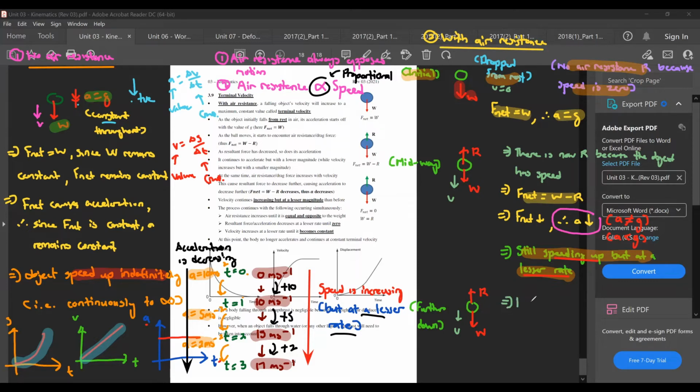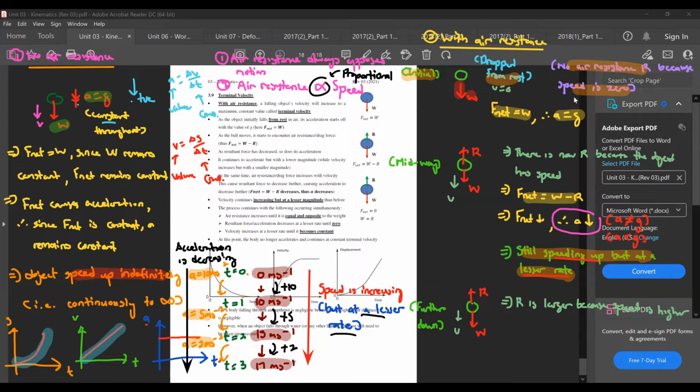My R is larger because speed has increased. Because speed is higher now. Remember the last stage, I mentioned that your object was still speeding up, but at a lesser rate. So because I'm still speeding up, at this point my speed is larger than before. So logically my air resistance will be larger.